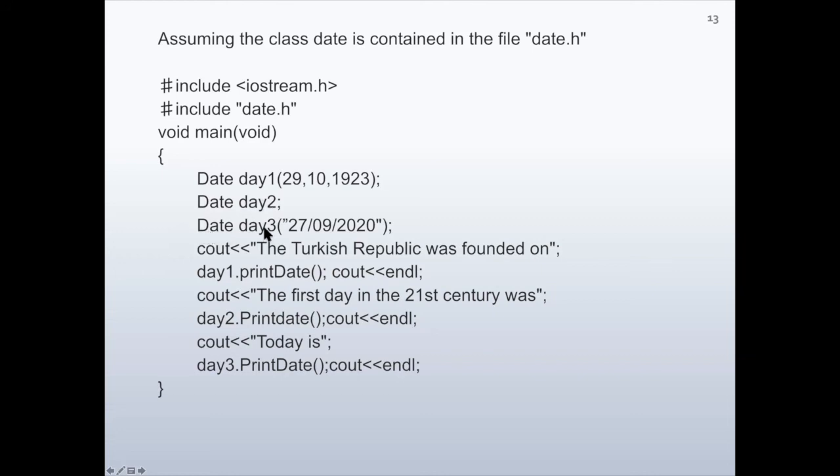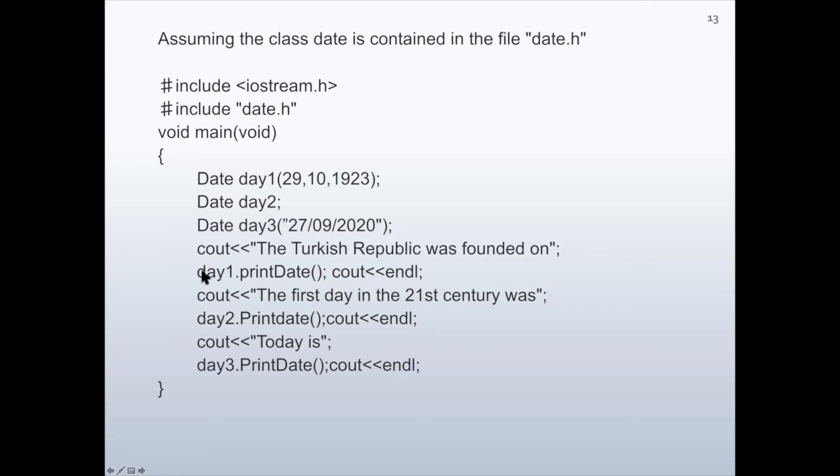And the last one, day3, has an argument which is a string. Here, these 2 characters correspond to the day, and these 2 correspond to the month, and these 4 are for the year. And suppose that this is today's date.